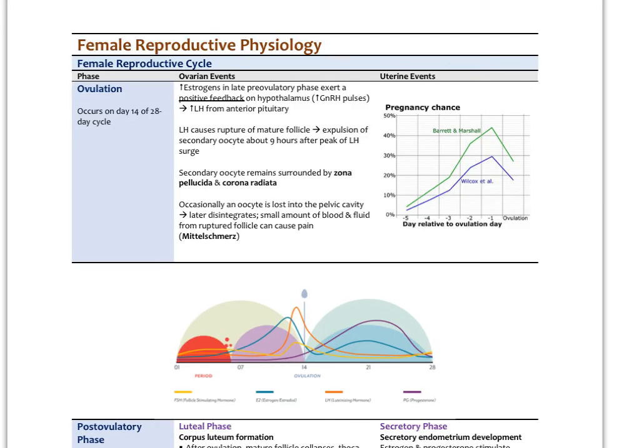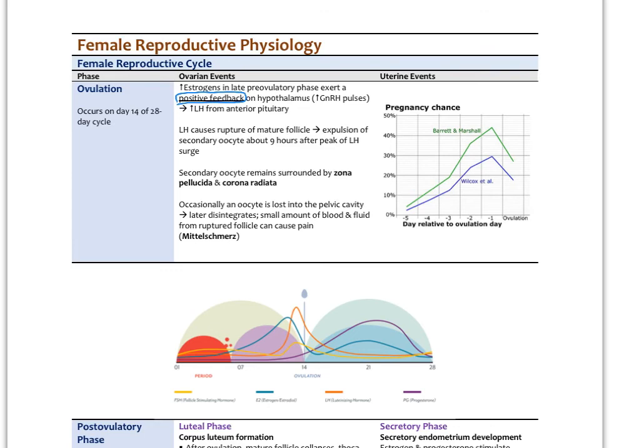The next phase is ovulation. This occurs in a 28-day cycle roughly around day 14, though it depends on the length of the very variable pre-ovulatory phase. The increasing estrogens in the late pre-ovulatory phase exert a positive feedback on the hypothalamus, and that's going to increase the frequency of GnRH pulses from the hypothalamus. That's going to cause the surge of LH from the anterior pituitary. So this is one example of a positive feedback cycle. We don't see a lot of them in physiology, but here we go.